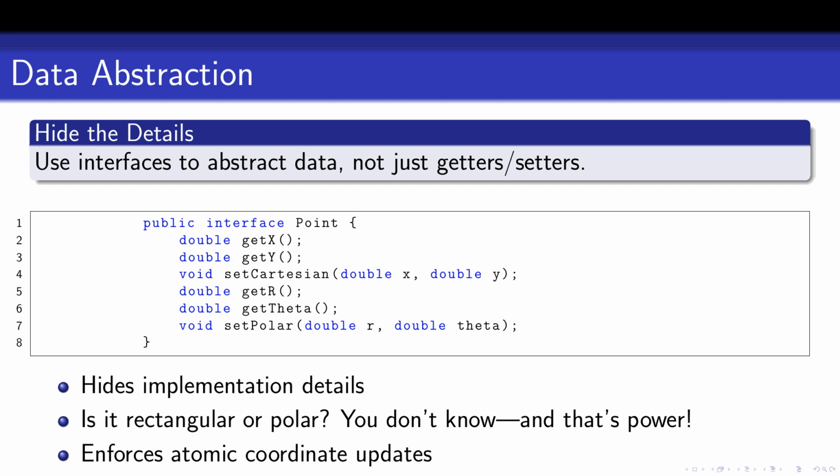Here's where data abstraction shines, hiding the details behind a smart interface. Check out this point interface. It's got methods like getX, getY, setCartesian, plus getR, getTheta, and setPolar. You can't tell if it's using rectangular or polar coordinates underneath, and that's the beauty of it. This setup enforces atomic updates, X and Y or R and theta change together, and keeps the implementation a mystery. That mystery is power, letting us tweak the internals without anyone noticing.